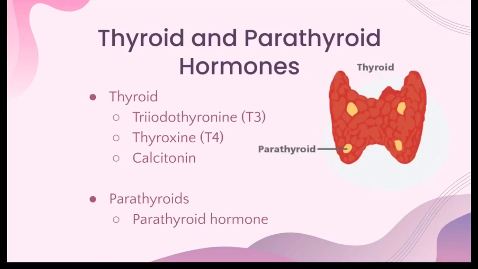Then we have the thyroid and parathyroid hormones. So the thyroid includes triiodothyronine, which affects physiological process, growth and development, metabolism, body temperature, and heart rate. We also have thyroxine, which is an inactive form of T3. We also have calcitonin, which helps regulate levels of calcium and phosphate in blood. And then we also have parathyroids. So the parathyroid hormone regulates calcium and vitamin D.